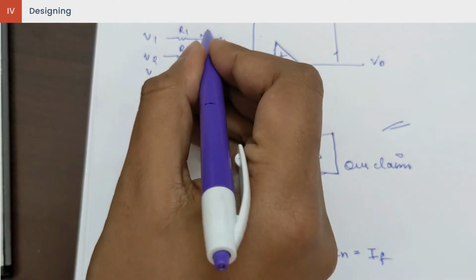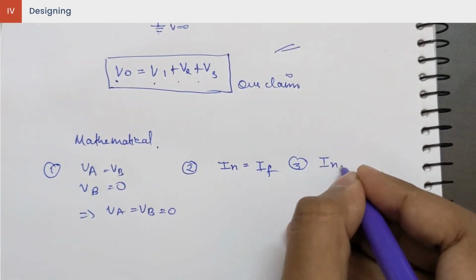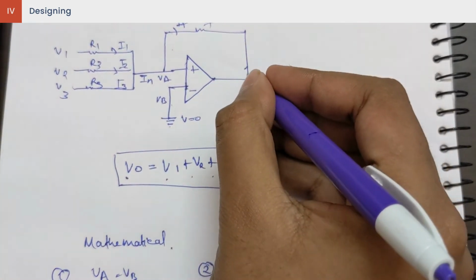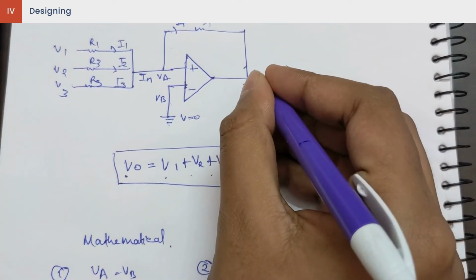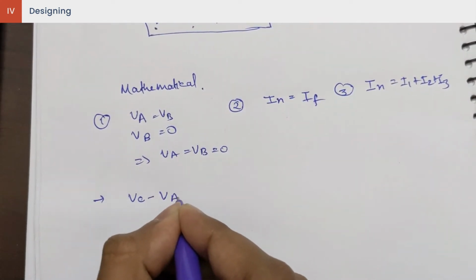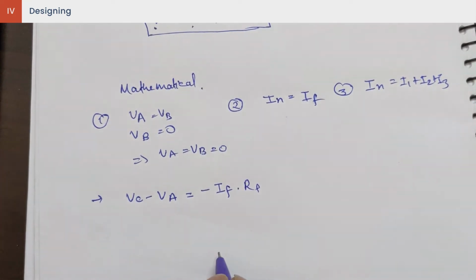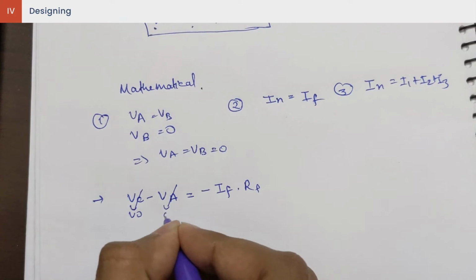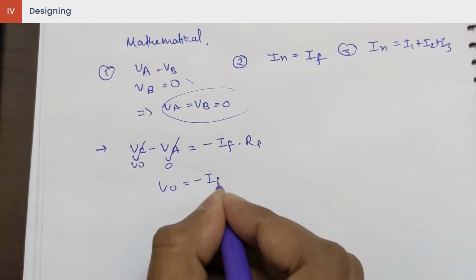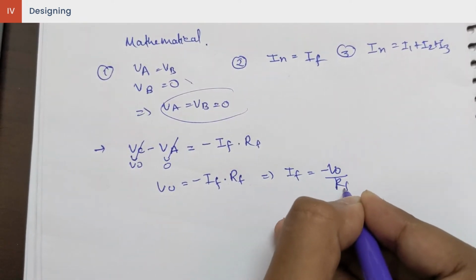Also, if we assume the input currents to be I1, I2 and I3, then IN will be equal to I1 plus I2 plus I3. Now let's assume at this junction the voltage will be V0. Let's call it the junction C, and this is the junction A. So VC minus VA will be equal to minus IF into RF, because the current is flowing from high to low. Now VC is V0 and VA is actually 0, therefore V0 equals minus IF into RF. This implies that IF equals minus V0 by RF.